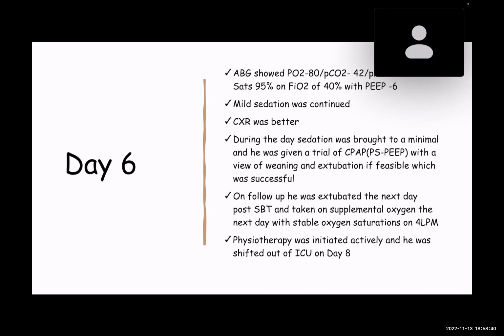Sir, his ABG showed consistent improvement with PO2 80, CO2 42 at the PEEP 5/6 and pulse ox saturation 95% on the FiO2 0.4. His mild sedation was continued. His CXR was better. And during the day, sedation was brought to a minimal. He was given a CPAP trial with a view to weaning and extubation. On follow-up, he was extubated the next day post-SBT and taken on supplemental oxygen. The next day, with stable oxygen saturation on 4 liters per minute, physiotherapy was initiated actively, and he was shifted out of ICU on day 8.